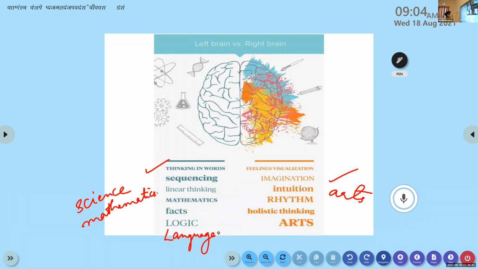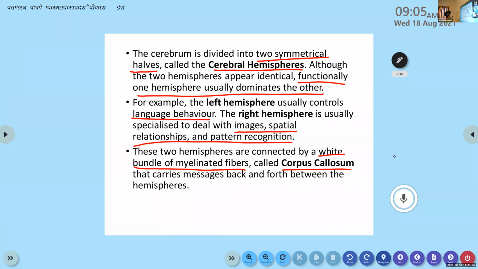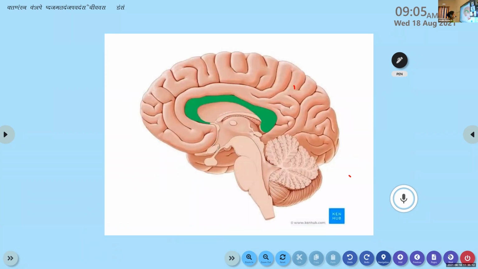But if it is the right hemisphere that is dominant, then you are good in artistic skills. You are better at arts, creative thinking, imagination, intuition, rhythm, that is related to music and dance, holistic thinking, all those things. Then we talked about the left hemisphere and right hemisphere. Then the connection, that is the corpus callosum. This is the structure, the corpus callosum. This is the connection between the left hemisphere and the right hemisphere.